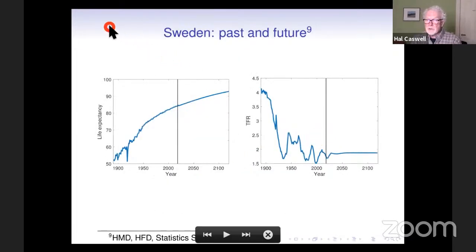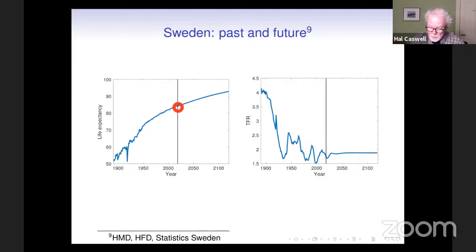Cool. So here's the past and the future of Sweden. This is 1891 out to 2120. The vertical line distinguishes the past and the future, the year 2018. So up from 1891 to 2018, this is life expectancy coming from the Human Mortality Database. This is total fertility rate coming from the Human Fertility Database. It wiggles around and it goes up and then down. I just bumped it up against the life expectancy projection and the total fertility rate projection created by the Swedish Statistical Office in their most recent projection of the future population of Sweden, which started in 2018. You can see that they're optimistically assuming that the future will be much calmer in Sweden than the past was.